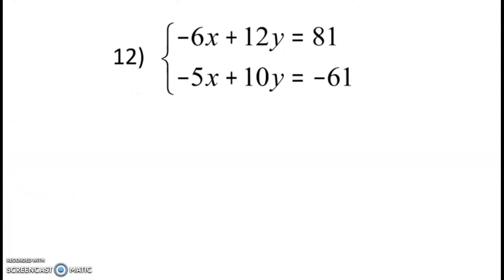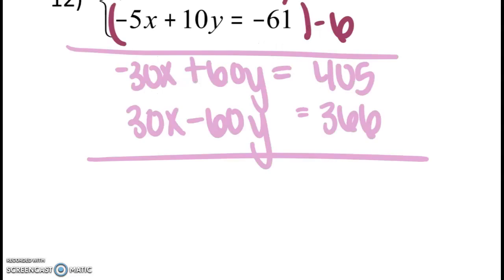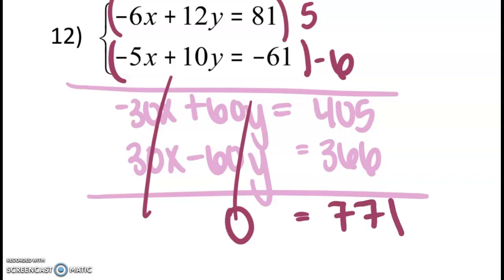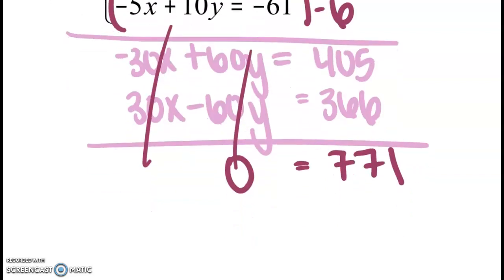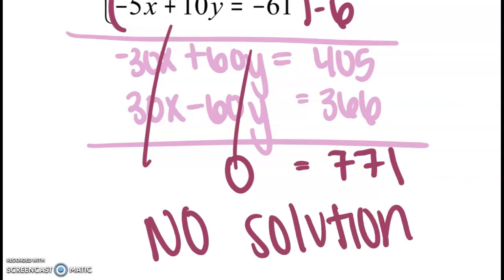Now if we look over here, I want you to eliminate your x's. Alright, so I multiplied the top equation by 5, the bottom by negative 6. You totally could have done something different, but here my x's and my y's cancel out. So I've got 0 on the left-hand side equals 771. Well, that sounds a little crazy. 0 is never going to equal that, so this would be an example of no solution.